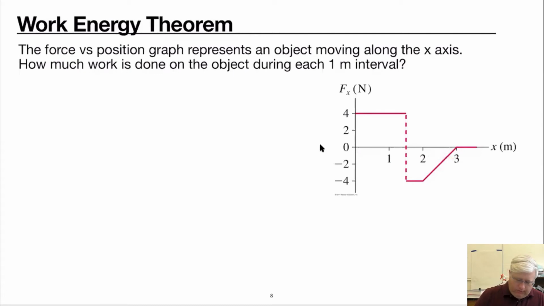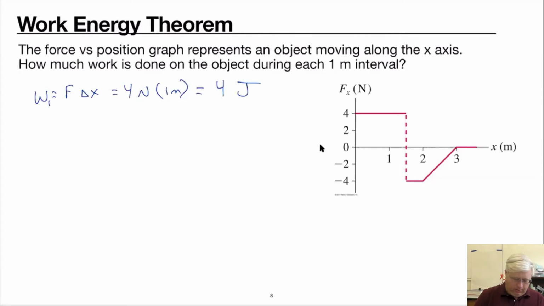Okay, so we know that work is force times displacement. I'll call this work 1. From 0 to 1, it's a constant force, so force times displacement, or base times height, or length times width, whatever you want to call it. The force we see is a constant 4 newtons, and the distance is just that 1 meter. So that's just 4 newton meters, or 4 joules.